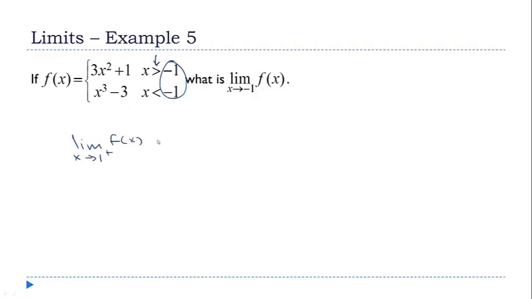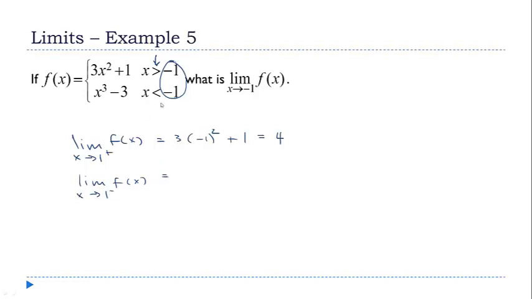Numbers greater than negative 1, equals 3 times negative 1 squared plus 1. That's going to be what? 3 plus 1, which is 4. Now we'll do it again. The limit of f of x as x approaches negative 1 from the left.